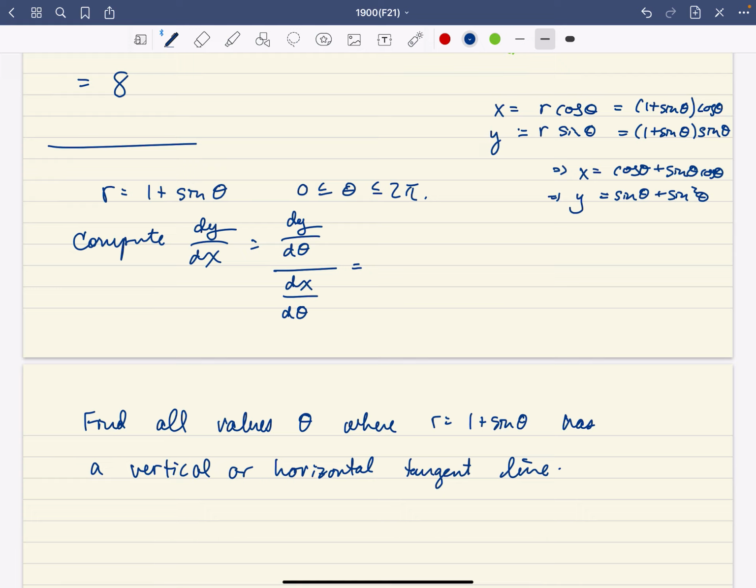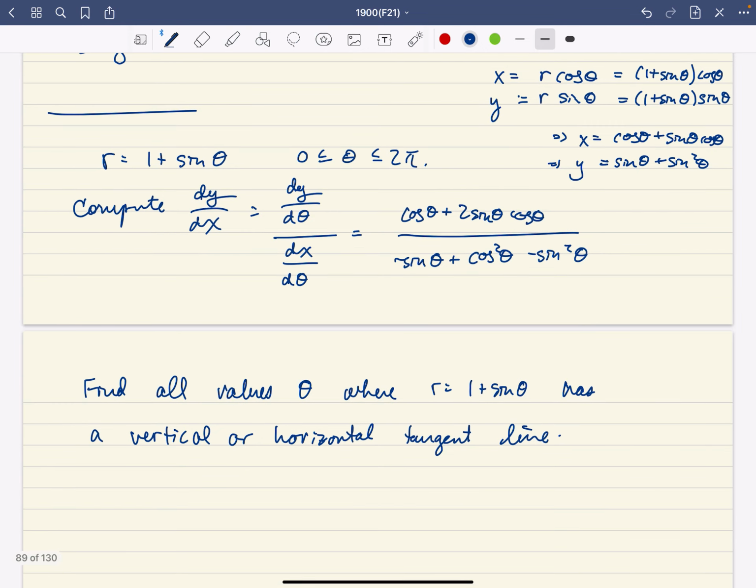And so if we take dy d theta, if we differentiate, we end up with cosine theta plus 2 sine theta cosine theta. dx d theta is going to be negative sine theta plus, we'll need the product rule, so the derivative of sine theta times cosine theta is cosine squared, plus the derivative of cosine times sine, so minus sine squared theta. Okay, and so that's our derivative.